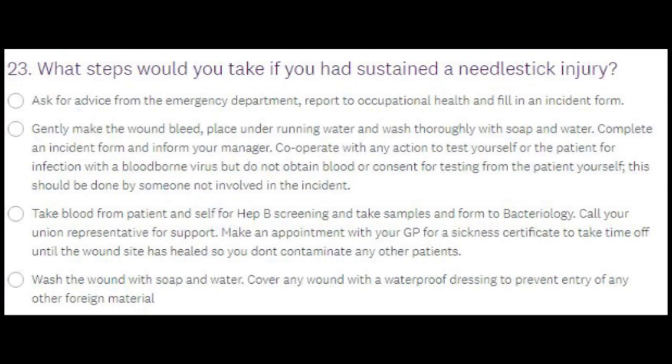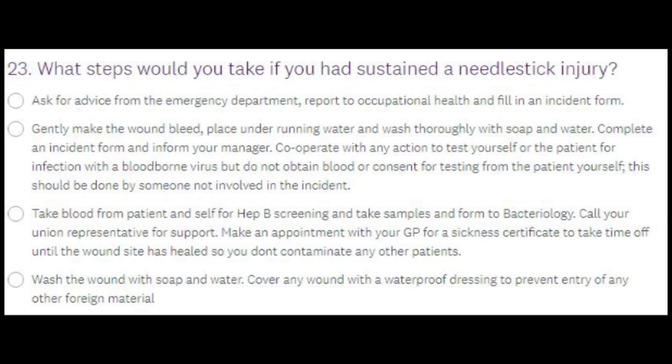Option 2 is what I have read right now. Option 3 is take blood from patient and self for hepatitis B screening and take samples and form to bacteriology. Call your union representative for support. Make an appointment with your GP for a sickness certificate to take time off until the wound site has healed so you don't contaminate any other patients. Option D is wash the wound with soap and water. Cover any wound with a waterproof dressing to prevent entry of any other foreign material.